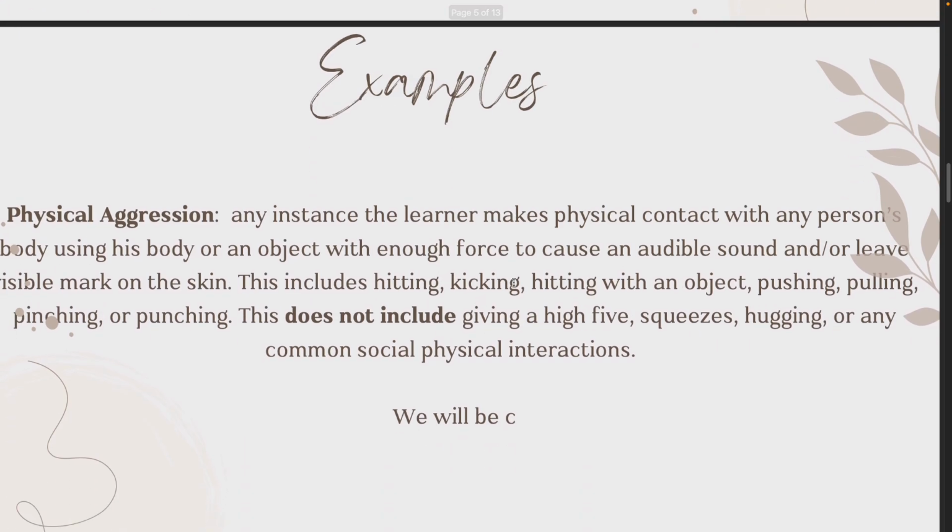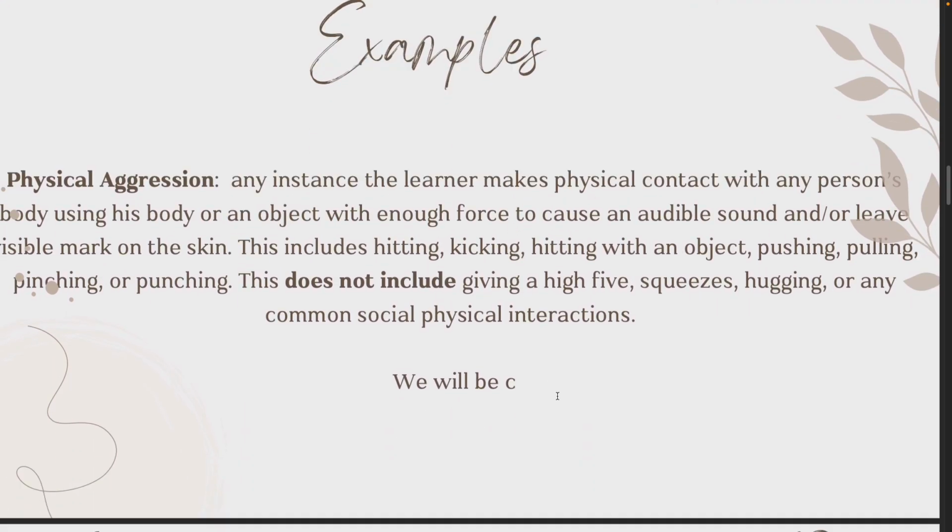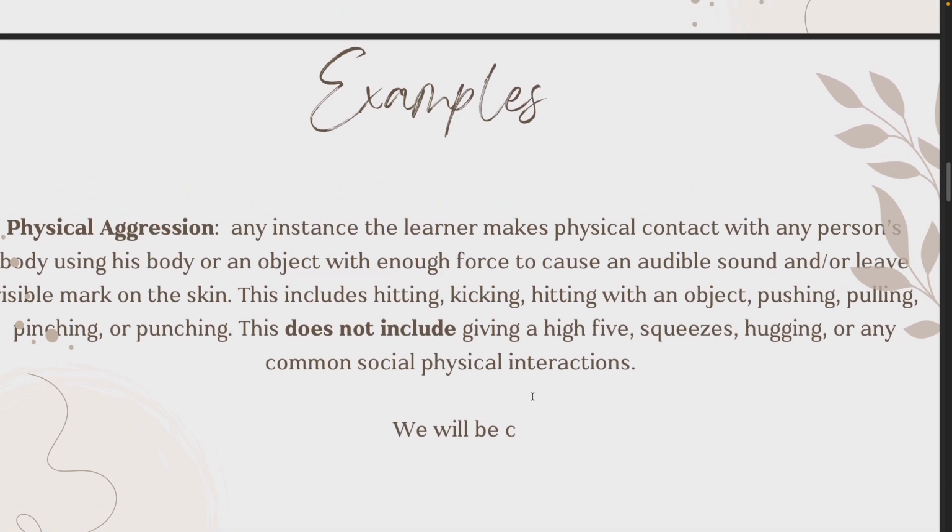Okay, so let's look at some examples. If we were looking at physical aggression, okay? Physical aggression, like I said before, can look different for everybody. But for this, I'm going to say any instance the learner makes physical contact with any person's body using his body or an object with enough force to cause an audible sound and or leave a visible mark on the skin. This includes hitting, kicking, hitting with an object, pushing, pulling, pinching, or punching. This does not include giving a high five, squeezes, hugs, or any common social physical interaction.